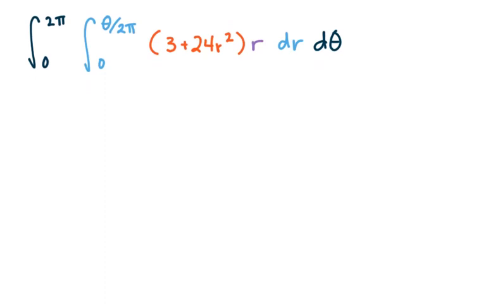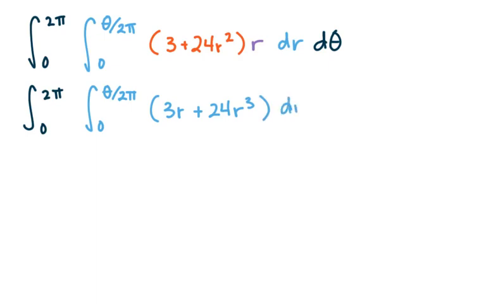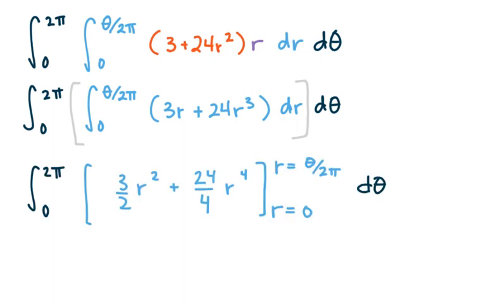So working through this, I'll have 0 to 2 pi, 0 to theta over 2 pi, and that gives me 3r plus 24r cubed, dr d theta. So now we will look at integrating this inner integral using the power rule, which leaves us with 3/2 r squared and 24 over 4, which is 6, r to the 4th. And we're going to evaluate, these bounds are in terms of r. So r is theta divided by 2 pi, and r equals 0.